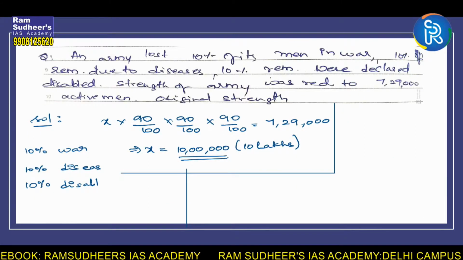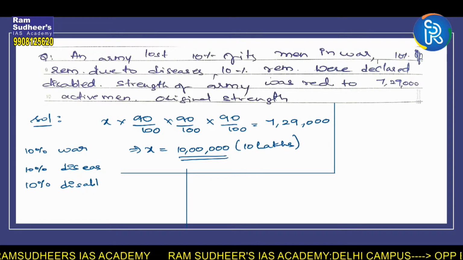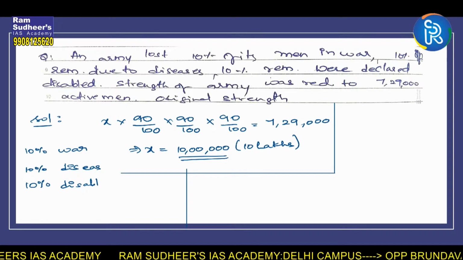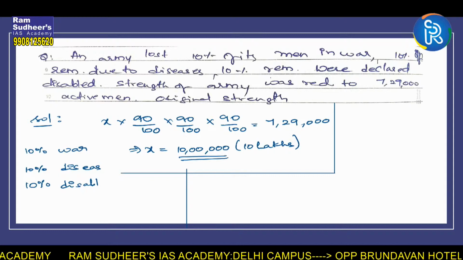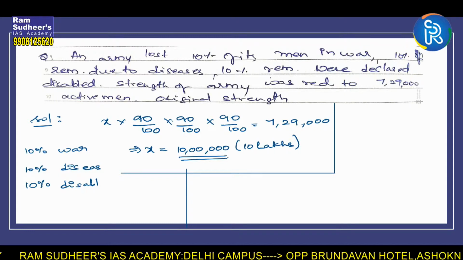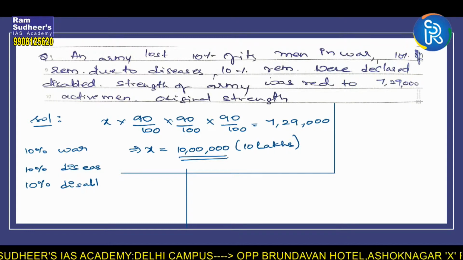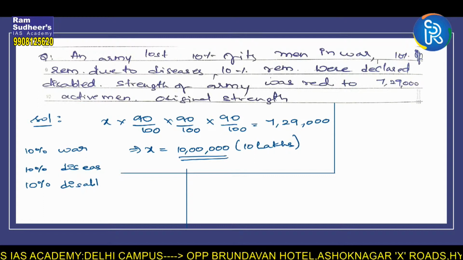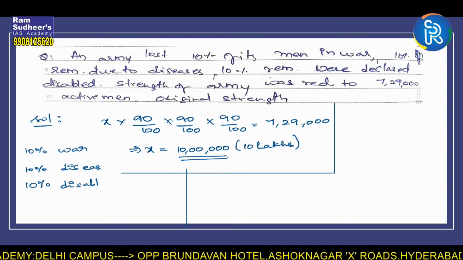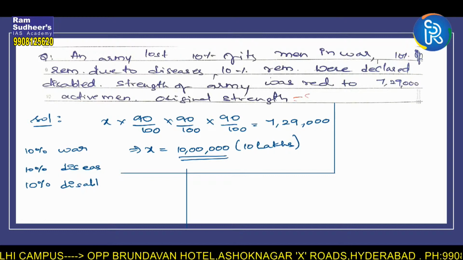Now moving on to the next question. An army lost 10% of its men in war, 10% of the remaining due to diseases, and 10% of the remaining were declared disabled. The strength of the army was reduced to 7,29,000 active men. What was the original strength?